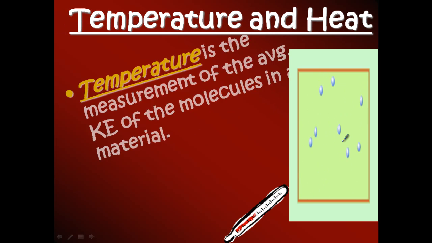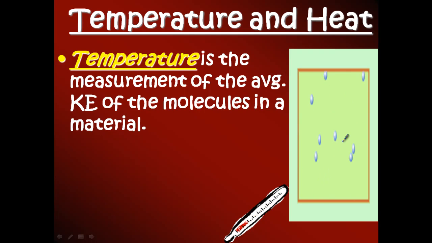So we're going to talk about temperature and heat first, because there's a difference between temperature and heat. Temperature is the measurement of the average kinetic energy of the molecules in a material. So we're talking about temp. It relates to the kinetic energy, so how fast these guys are moving, because remember, kinetic energy equals 1/2 mv squared. These little particles have small mass, but they have a large velocity, so it's going to supply a lot of kinetic energy. So that's what temperature is.